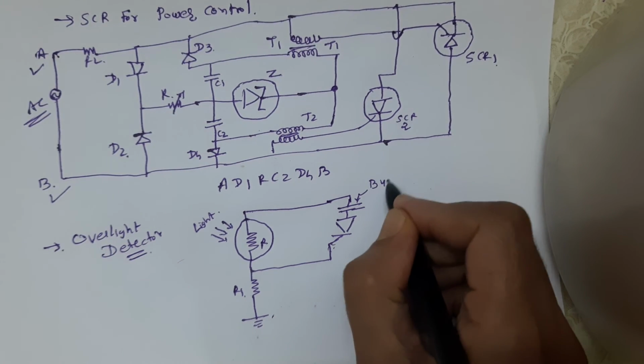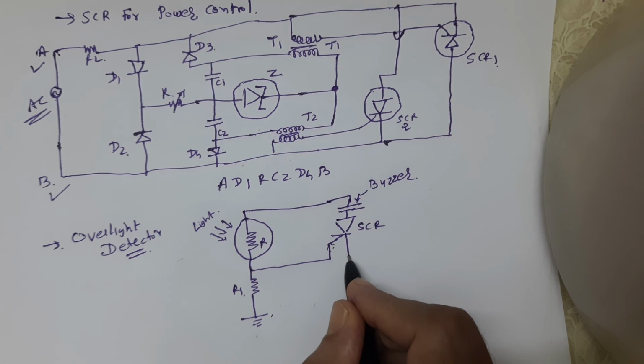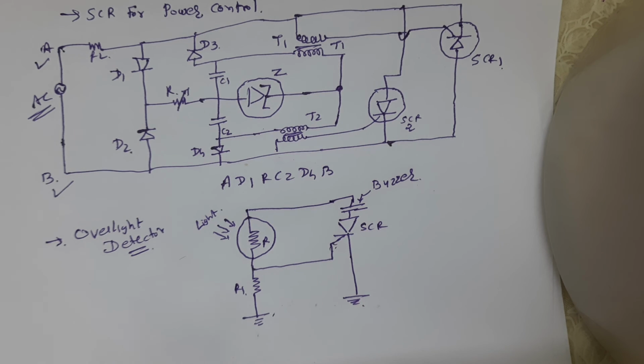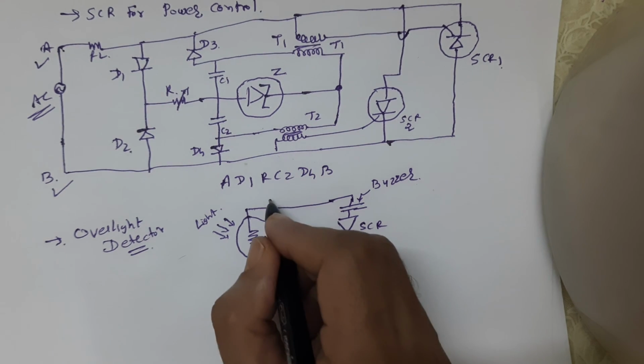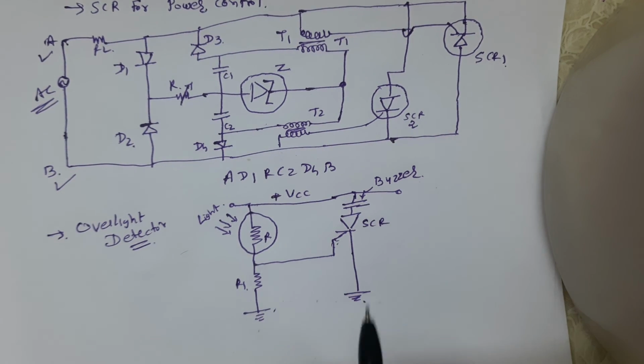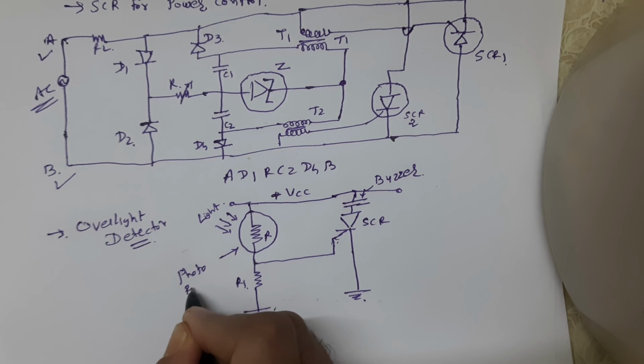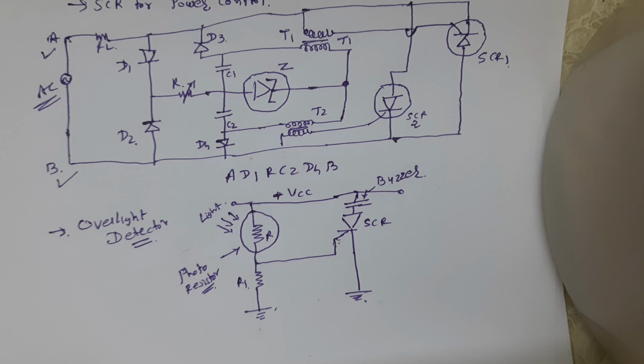This is the buzzer. This is your SCR and this is given to the ground. Here the supply is plus VCC. From the figure, we see the use of SCR for overlight detection. The resistor R is a photoresistor, a device whose resistance decreases with the increase in the light intensity.